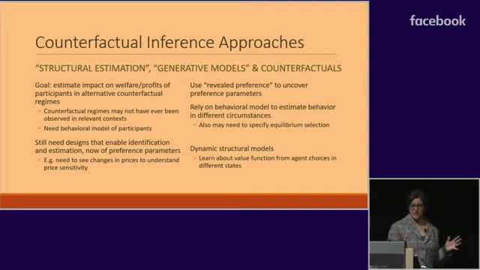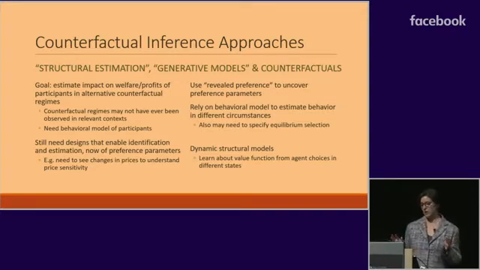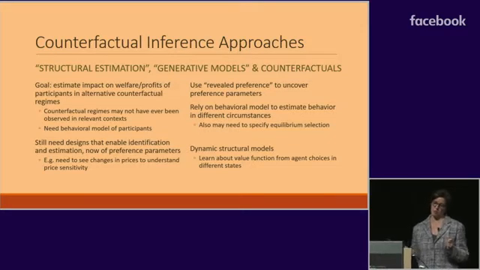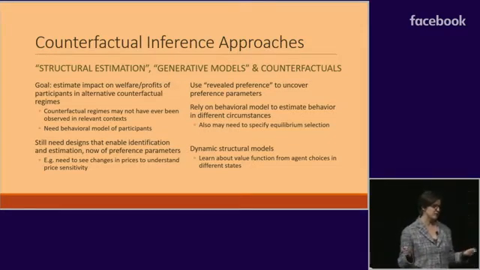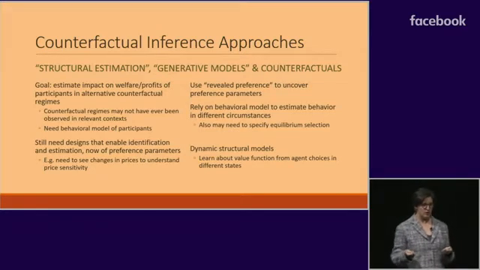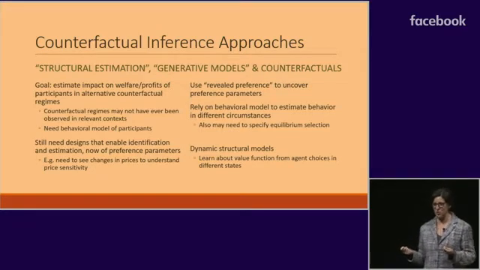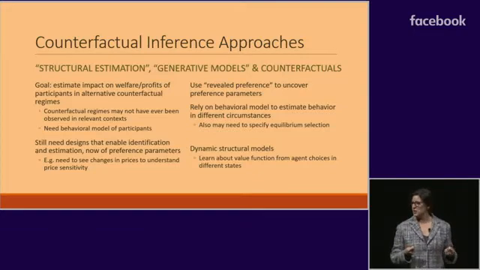Well, our goal is to estimate this impact on welfare and profits of participants in alternative counterfactual regimes. And these regimes may never have been seen before. So how could you possibly do that? I remember when I first explained this to friends at Microsoft 10 years ago, when I finally convinced them of what I was doing, they're like, you're smoking dope. That can't be science. How could there be science where you're claiming to make a prediction about a world you haven't seen before? How could you possibly do that?